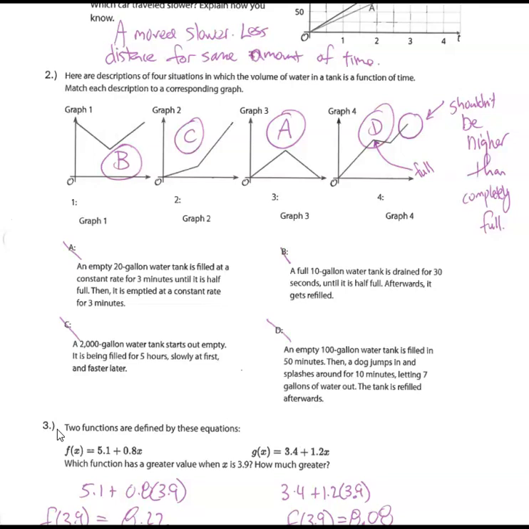The next one is C. A 2,000-gallon water tank starts out empty, is being filled for 5 hours slowly at first and then faster. You can see that the rate of change changes at some point. The next one is A. An empty 20-gallon tank is filled at a constant rate for 3 minutes until it is half full. Then it is emptied at a constant rate for 3 minutes. You can see it's the same rate.